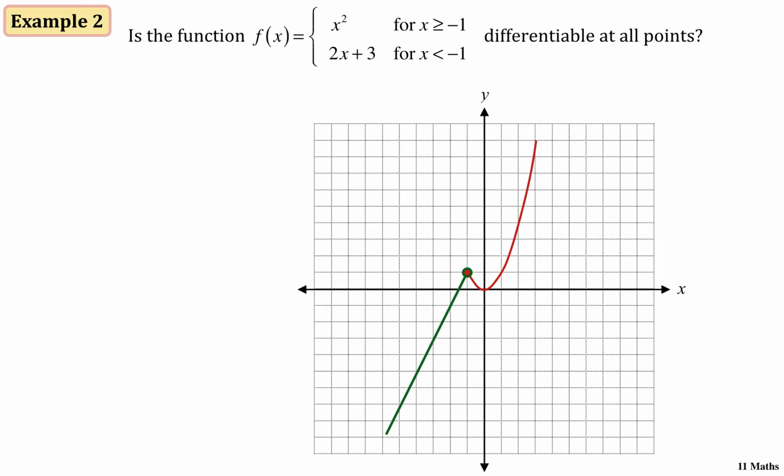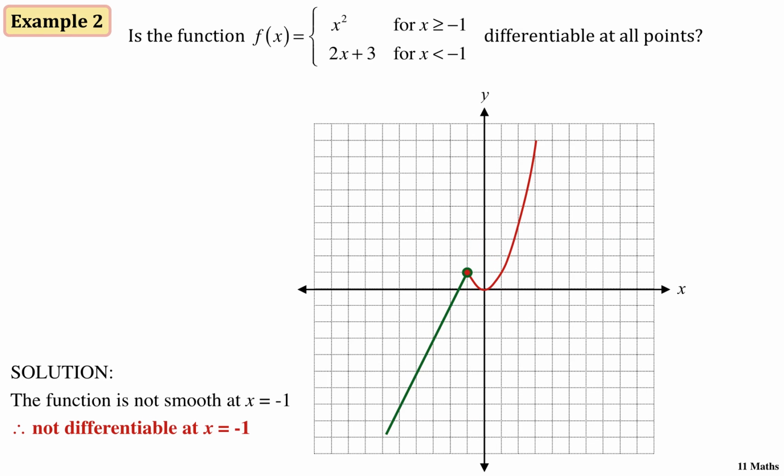So there's my graph. Where can that graph not be differentiable? Where can we not find a gradient? At the pointy bits, which is at x equals minus 1. So quite simply, if we had a question like that, we'd have to be able to produce the graph and find the pointy bit, if you like. It's not smooth at x equals minus 1, so it's not differentiable at x equals minus 1.